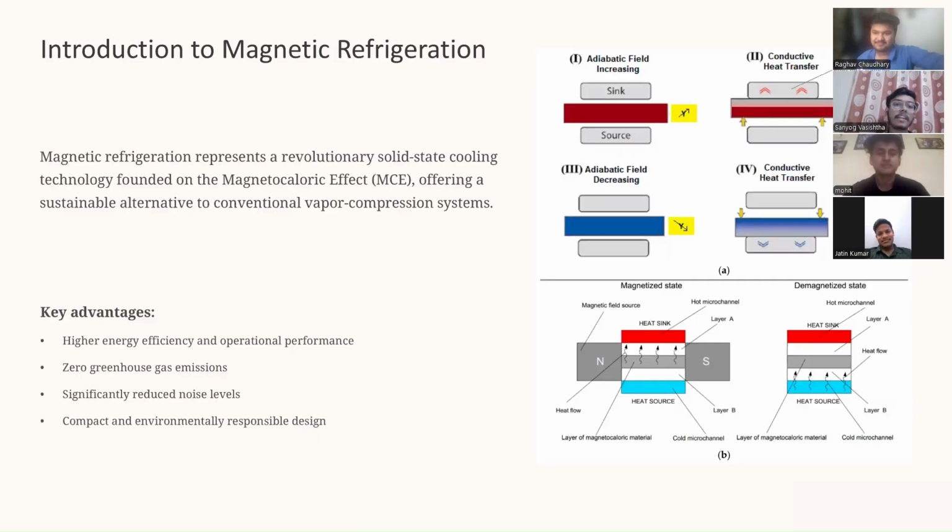So, magnetic refrigeration. Magnetic refrigeration represents a revolutionary solid-state cooling technology founded on the magnetocaloric effect, offering a sustainable alternative to conventional vapor compression systems. Key advantages: zero greenhouse gas emission, compact and environmentally friendly, higher energy efficiency, and operational performance.